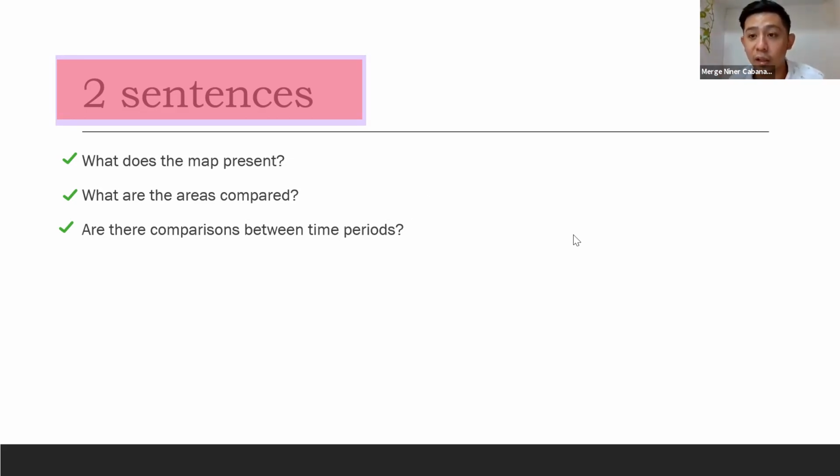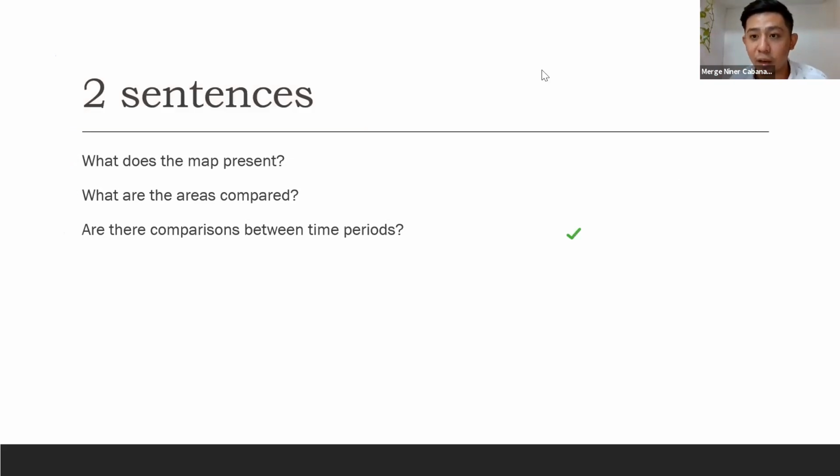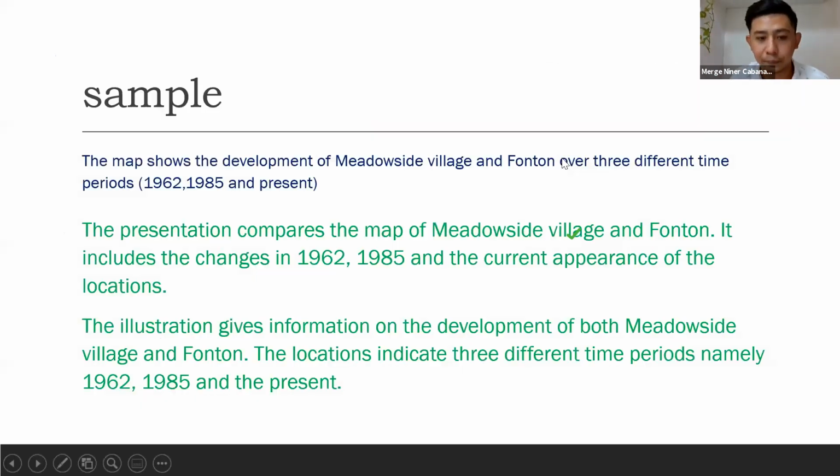So take a look at my sample introduction for our task right here. The map shows the development of Meadowside Village and Fontaine. This is literally the task description. The map shows the development of Meadowside Village and Fontaine over 3 different time periods: 1962, 1985, and present. So this is my sample introduction.